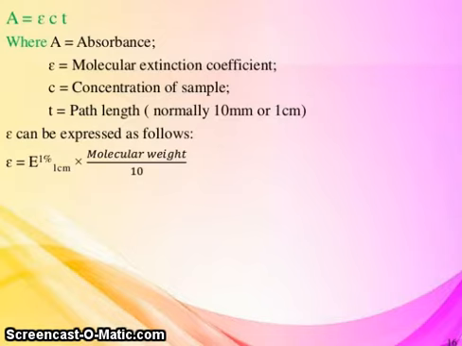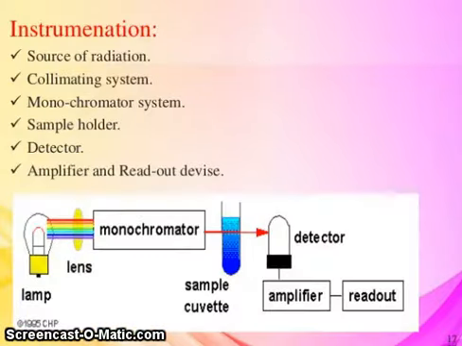Epsilon can be expressed as follows. Now, instrumentation: source of radiation, collimating system, monochromator system, sample holder, detector, amplifier and readout device. You can see the simple diagram.